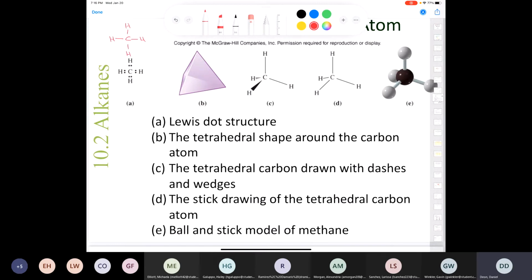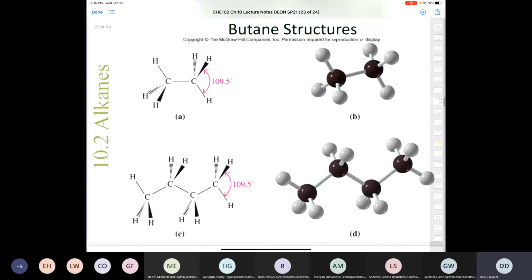Now, this is the tetrahedral shape right here. But how would we represent that 3-dimensional structure? Probably the easiest way is to put 3 of the atoms in the plane of the page or the screen, and then show one of the hydrogens going in the back and the other one coming out in front. We're going to see that a lot in this class. You can also use a stick drawing like shown in D, and you can use a ball and stick model if you want. But these are the ones we will probably use the most when we want to represent the tetrahedral geometry of a carbon.